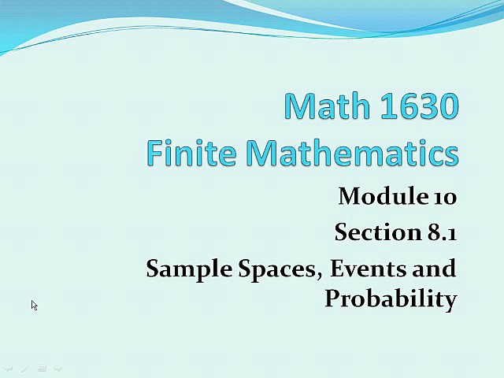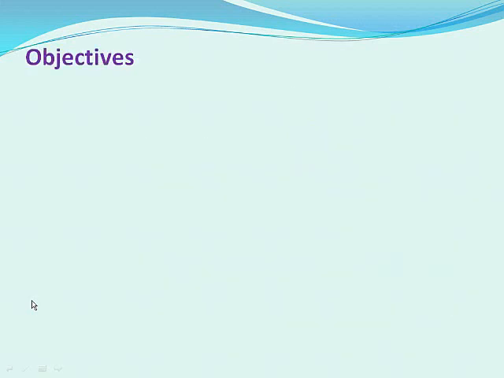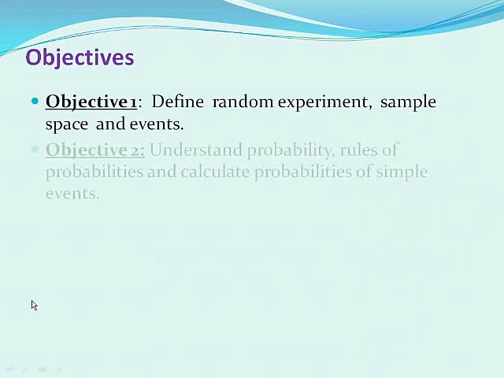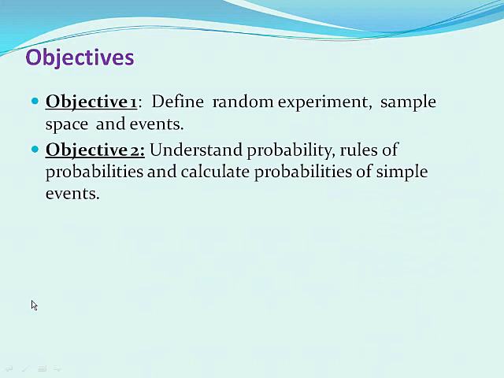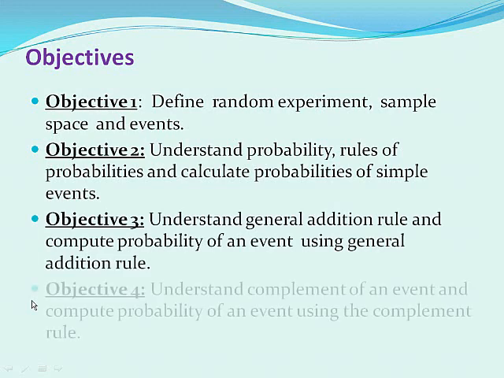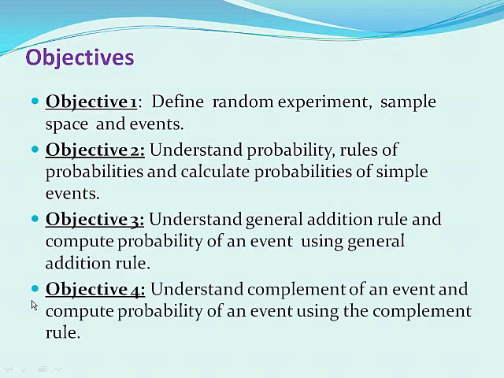Module 10, Section 8.1, Sample Spaces, Events and Probability. Objectives. Objective 1, define random experiment, sample space and events. Objective 2, understand probability, rules of probabilities and calculate probabilities of simple events. Objective 3, understand general addition rule and compute probability of an event using general addition rule. And Objective 4, understand complement of an event and compute probability of an event using the complement rule.